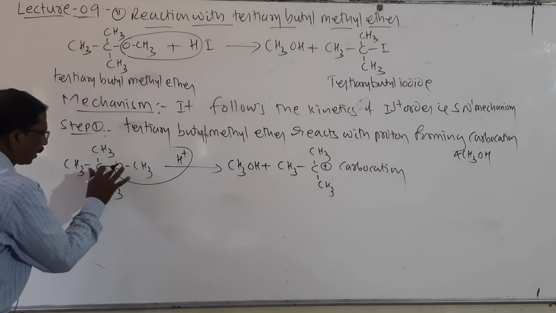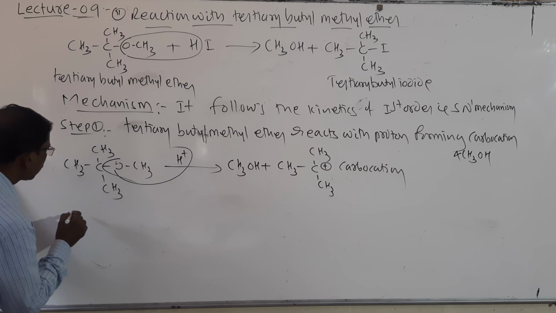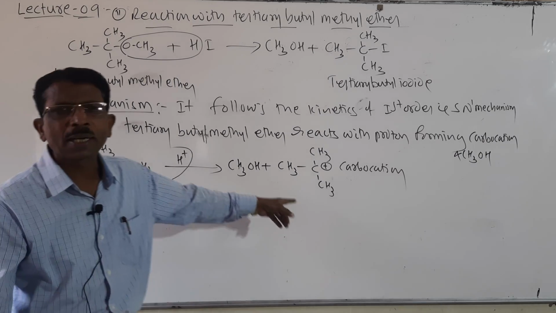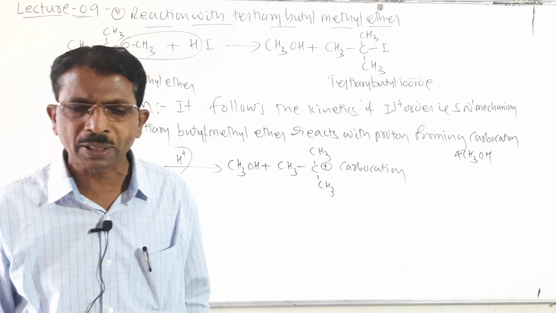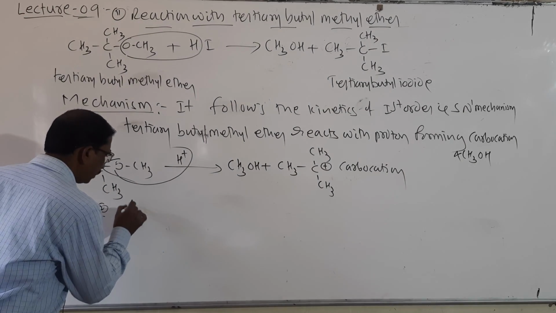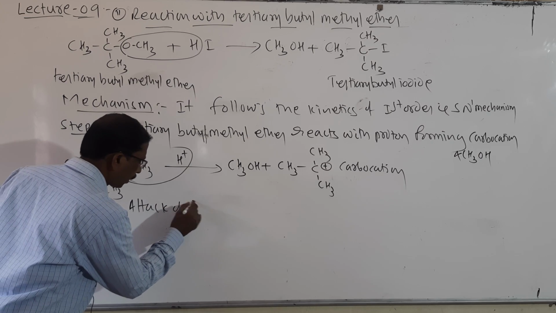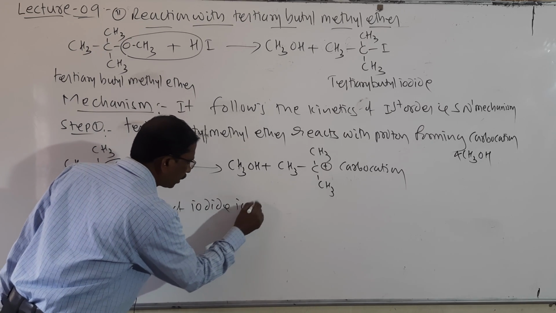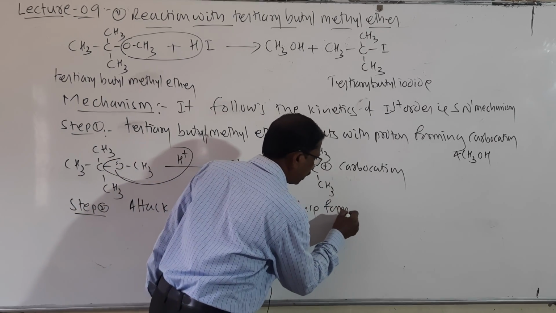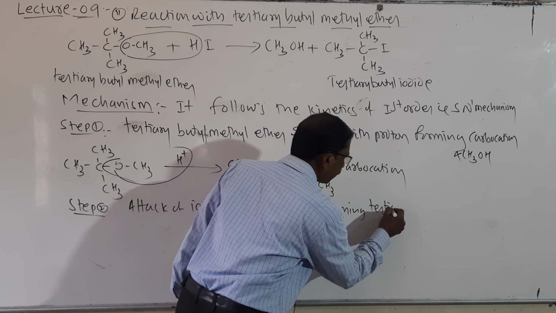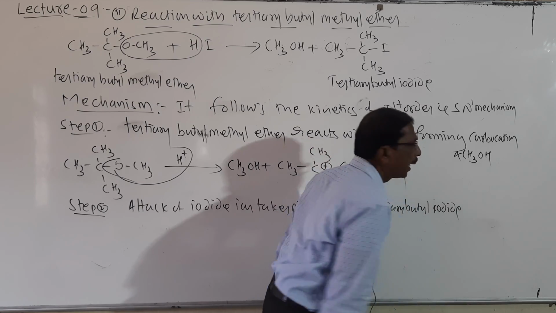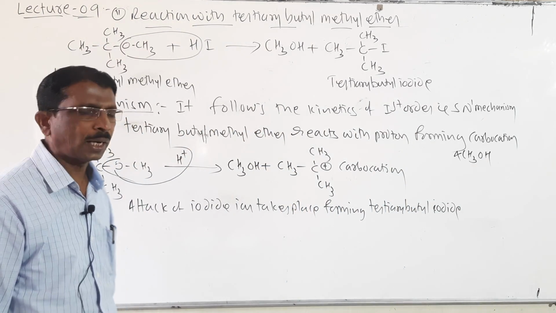And then the second step, step 2: this carbocation reacts with the nucleophile I minus. So attack of iodide ion takes place, forming tertiary butyl iodide. Look here students, forming tertiary butyl iodide.